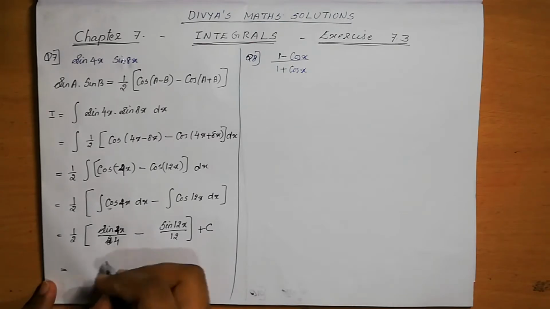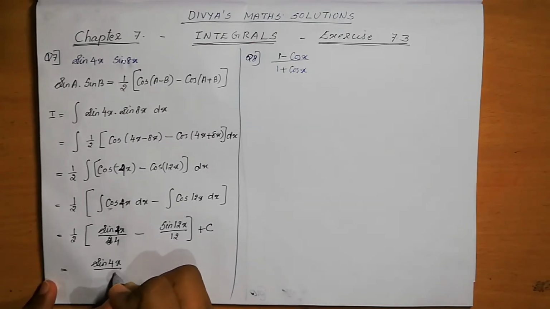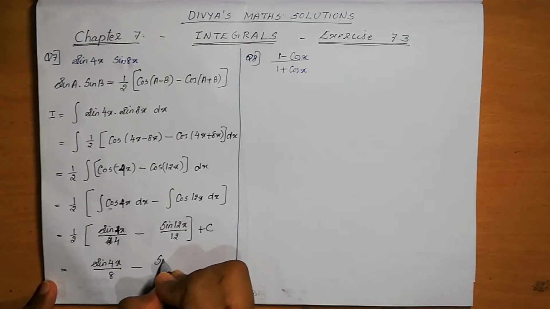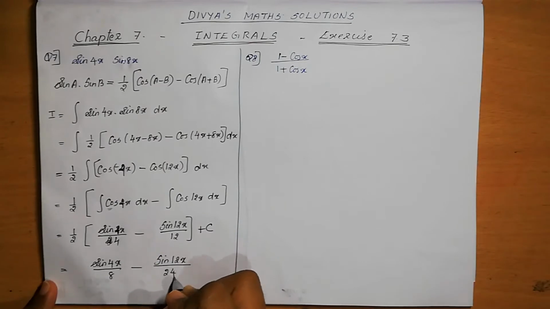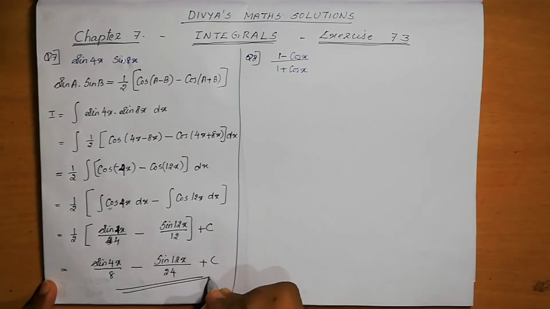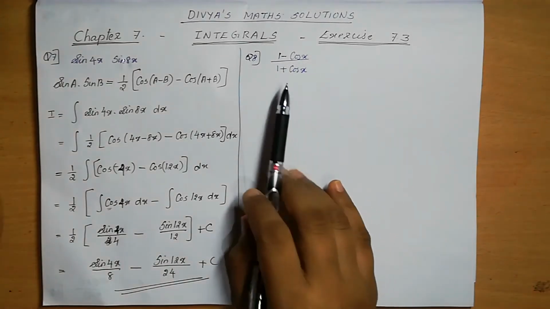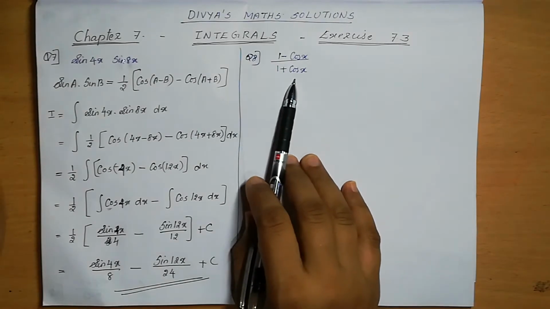Now we can open the bracket. So sin 4x by 8 minus sin 12x by 12 into 2, which is 24, plus c. Answer. Question number 8. Integrate 1 minus cos x by 1 plus cos x.